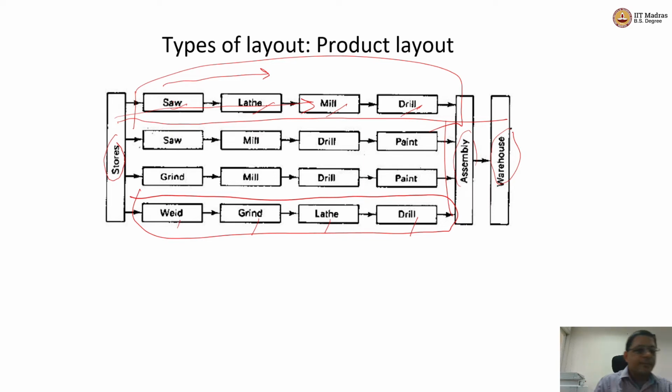I have shown an example of 4 assembly lines. But once the assembly line is chosen, the sequence of operations is fixed, right? Here the sewing machine is used, and then the milling machine, then the drilling machine, then the painting, right? The paint job. And then the assembly, and then the warehouse. So the sequence is fixed. Once you fix the assembly line, the sequence is fixed. I hope this is clearer now. I hope now you understand what a product layout is.